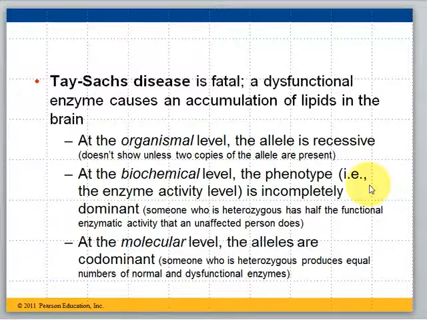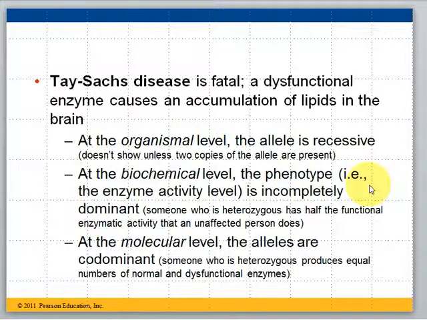So if you're heterozygous for this trait, you produce about half of the enzyme that your body needs. So you're midway between producing all the enzyme like a normal healthy person and no enzyme like a person with full-blown Tay-Sachs. So at the biochemical level, this would be considered incomplete dominance, because you can be heterozygous and then you fall somewhere in between.